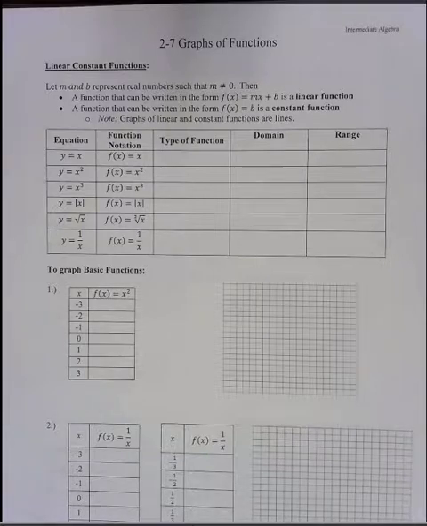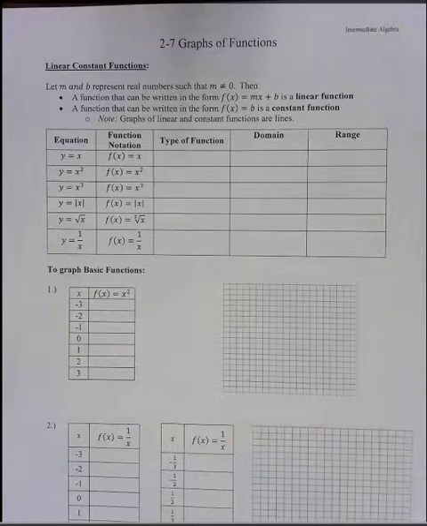So the first thing we're going to talk about is a quick review of linear and constant functions, and we're going to say let m and b represent real numbers such that m is not equal to 0. If that's true, then we have f of x equals mx plus b, also y equals mx plus b, and we know that to be a linear function.